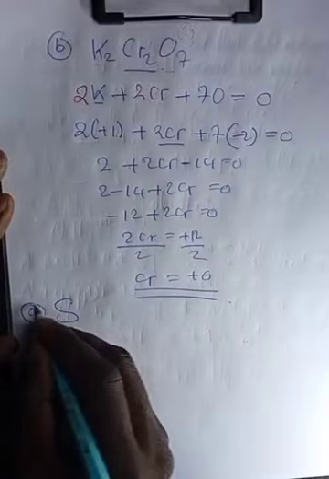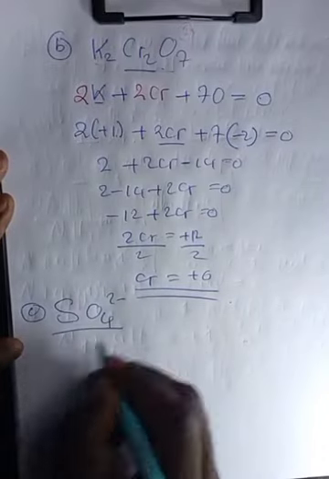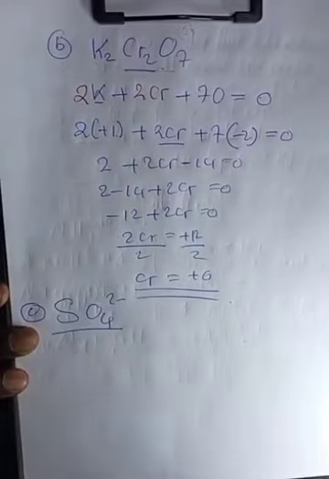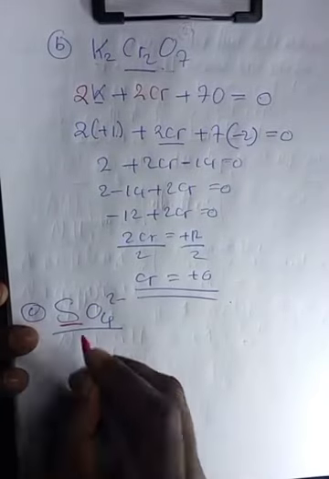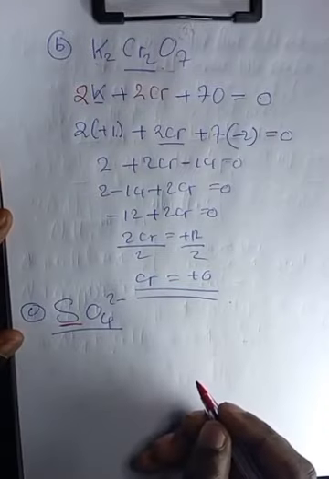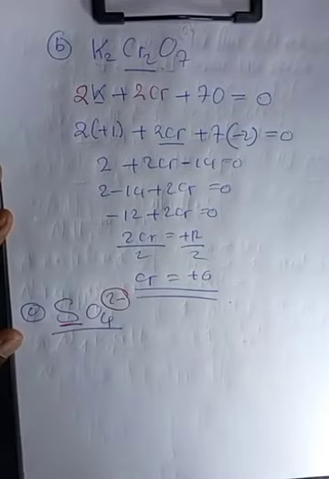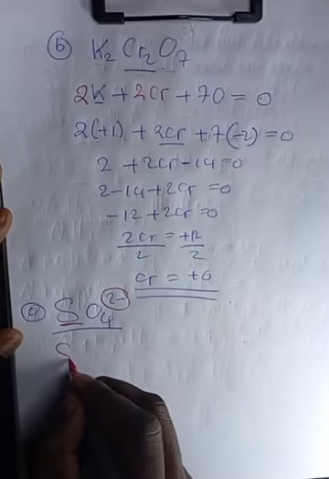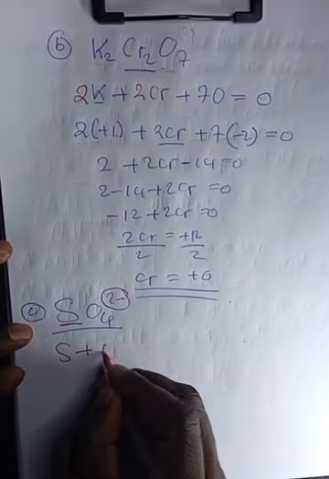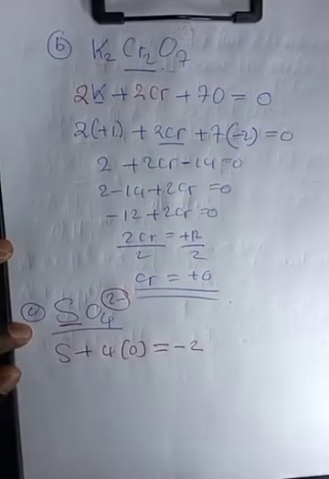So we go for number C, sulfate. For sulfate, they want us to assign for sulfur. They always tell you what to assign in the question. So here we're going to do this. The overall charge is negative 2, right? So we're going to say that S, which is 1 sulfur, plus 4 oxygens, overall charge should be negative 2. Now we have to check.